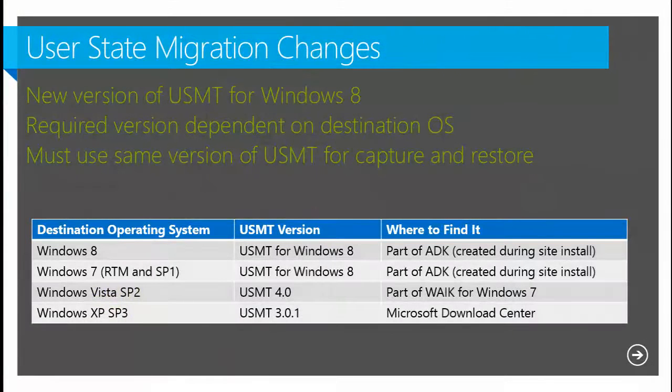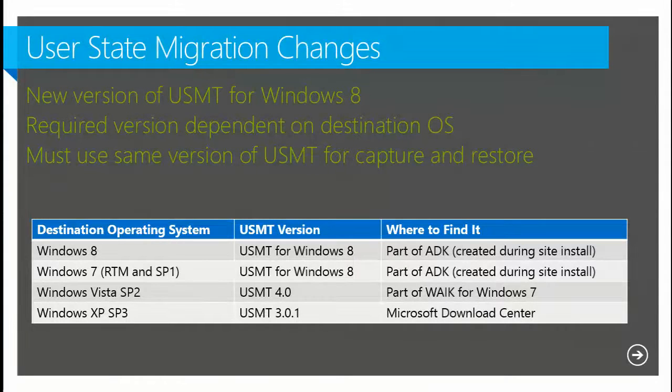So I've got another chart here. Again, this is kind of a reference slide for you to go back to later. This is with regard to the User State Migration Tool. So we've got the new version. As I said, we automatically create that package for you. The version of USMT that's required is based on the destination OS. So what are you trying to deploy in the end? Basically, if you're deploying Windows 8 or Windows 7, you can use the USMT for Windows 8, which is created for you.